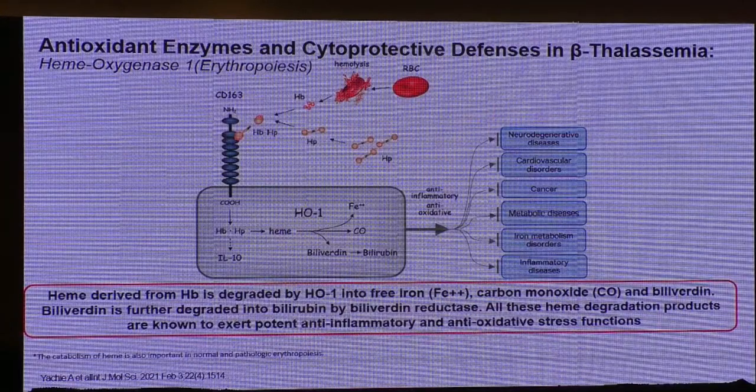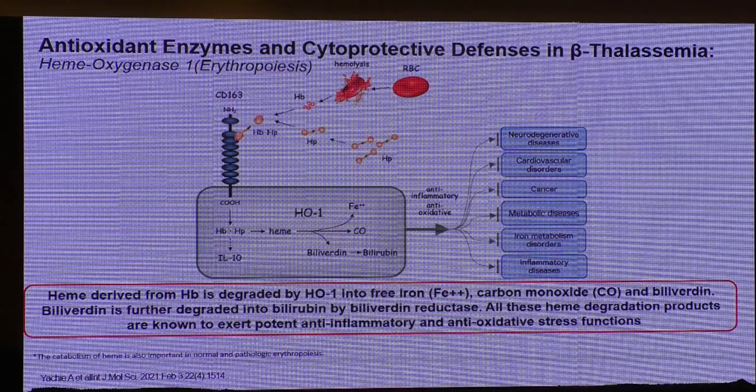The last antioxidant enzyme and cytoprotective defense mechanism I want to talk about is heme oxygenase 1. We know that the catabolism of heme is important, both in normal and pathologic erythropoiesis, and we saw at the beginning of the presentation why heme can be a source of reactive oxygen species in red blood cells. So we know that heme derived from hemoglobin can be degraded by this enzyme, heme oxygenase 1, to produce iron, carbon monoxide, and biliverdin, which then gets converted to bilirubin.